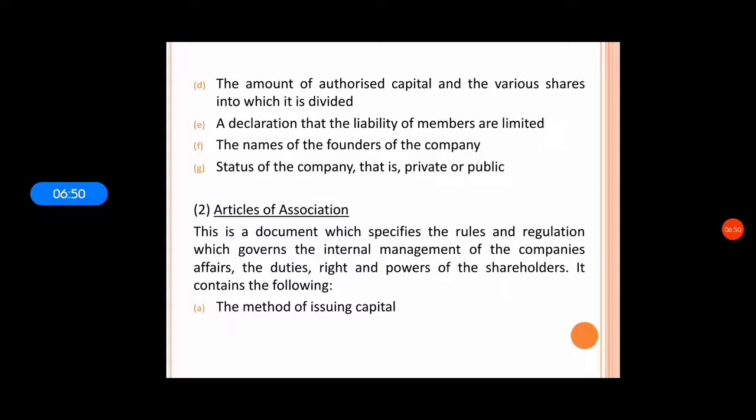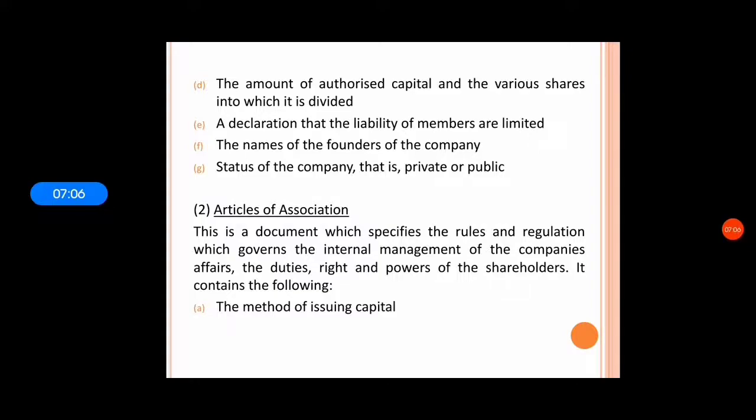Those within the company, that is internal management. Memorandum of Association is external management, but Article of Association is internal management of the company. Now, it contains the following.